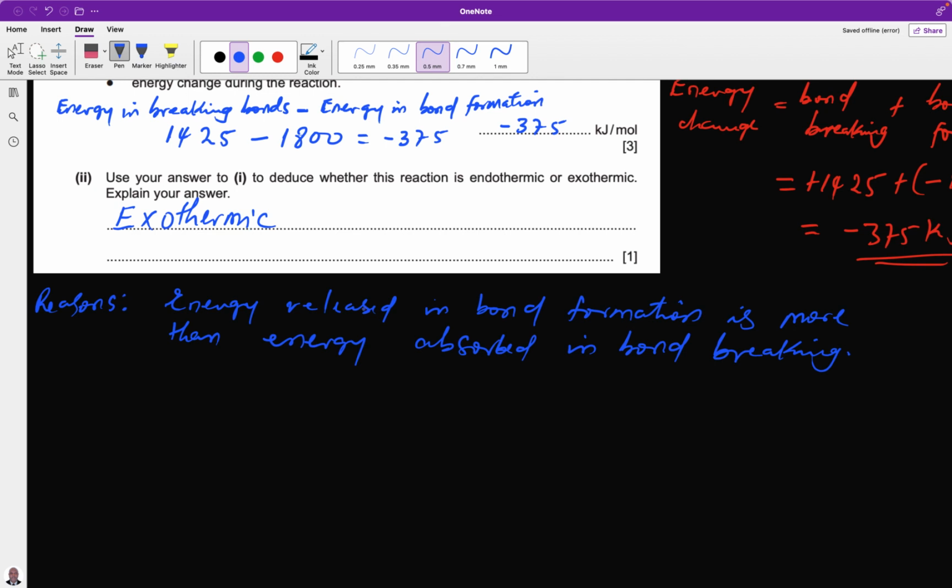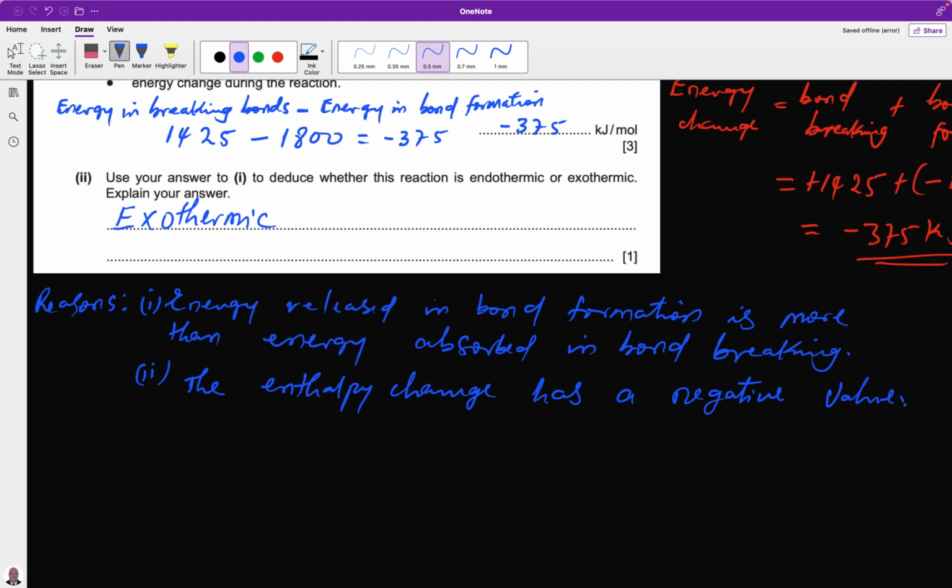That is reason number 1. Another reason, I can still say the enthalpy change has a negative value. The enthalpy change or the energy change has a negative value. That's okay. So let's go to the other section of the question.